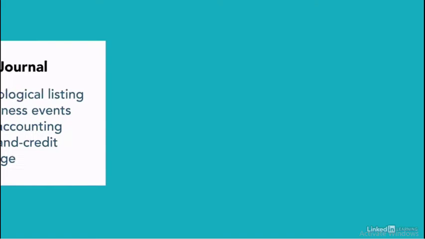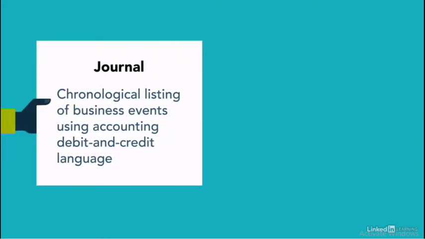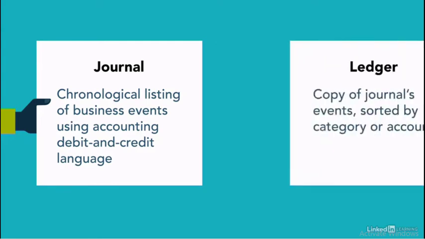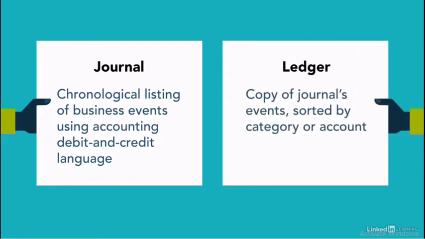Got it. The journal is a chronological listing of business events using the accounting debit and credit language. The ledger is a copy of those same events sorted by category or account, such as cash, supplies, payables to suppliers, and so forth. But these 2 big books weren't there when I took over. What'd you do with them?